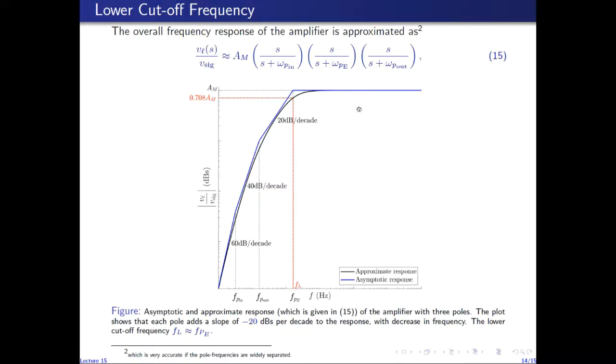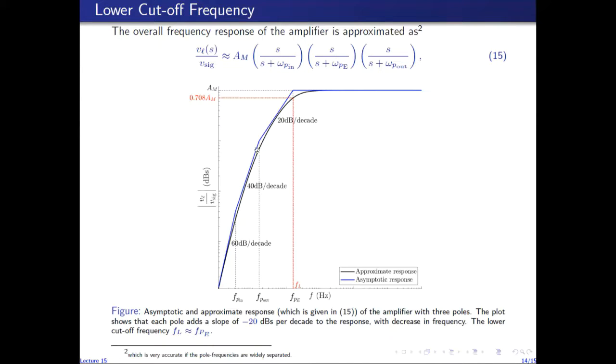So for frequencies greater than FPE, where FPE is the largest among the pole frequencies, that is, for frequencies much greater than FPE, the amplifier is in the mid-band frequency range, and there is no effect of the capacitors on the gain of the amplifier. So the gain of the amplifier is just constant. As we reduce the frequency, we encounter a pole at FPE. At that point, we reduce the mid-band gain with a slope of 20 dB per decade. So the gain starts decreasing with a slope of 20 dB per decade until we reach FP out.